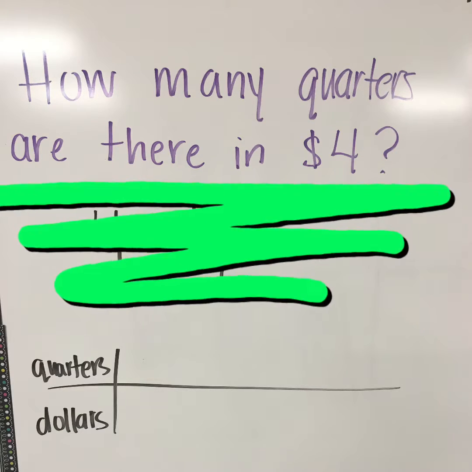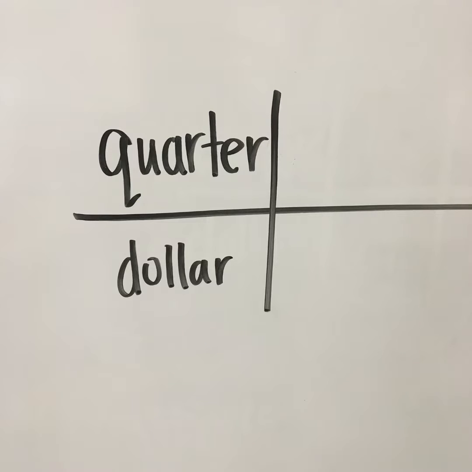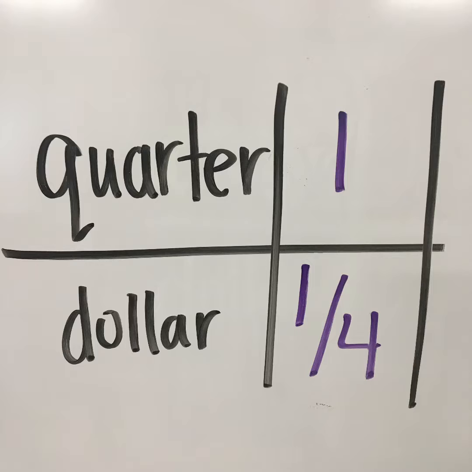So before filling out the ratio table, we really want to focus on our question. We want to answer how many quarters there are in $4. So now's what I think about. A quarter is what part of a dollar? That's right, 1 quarter is 1/4 of a dollar, because we know that 4 quarters makes a whole dollar. Okay, we're off to a great start. Let's just recap what's down here. We have 1 quarter is 1/4 of a dollar. That's a given.